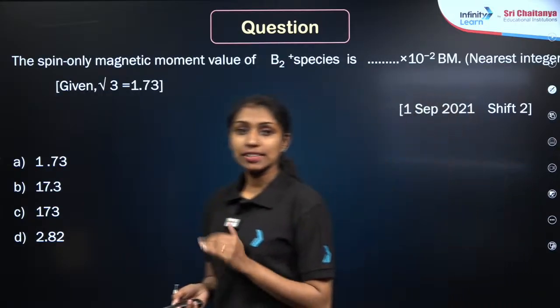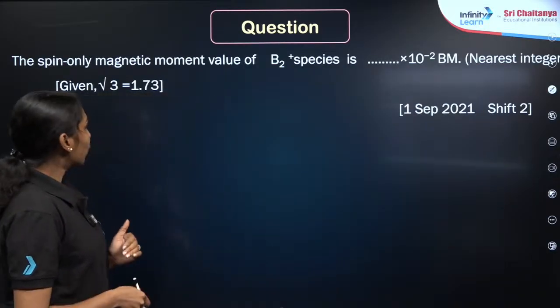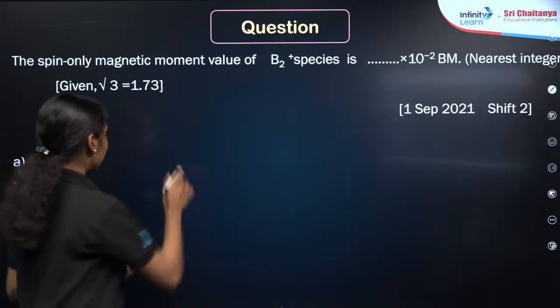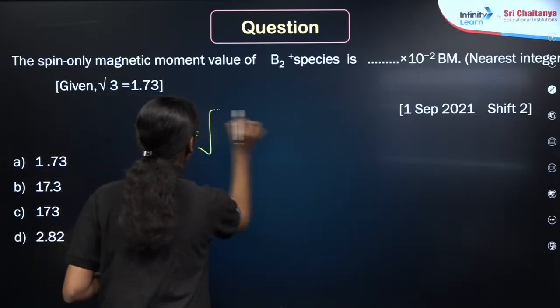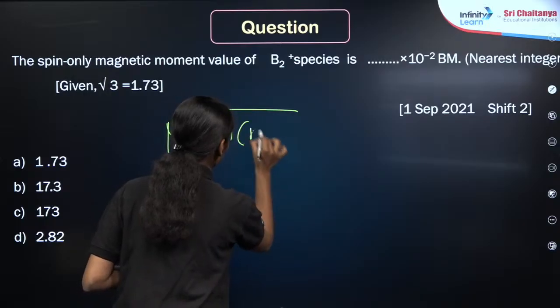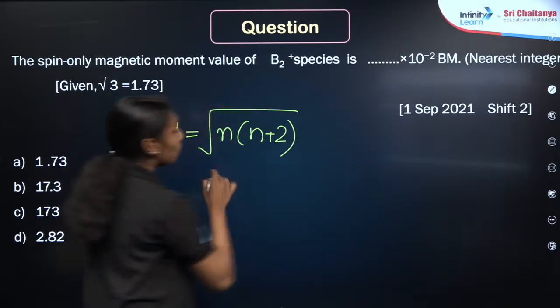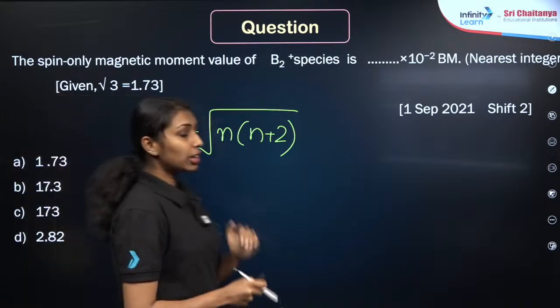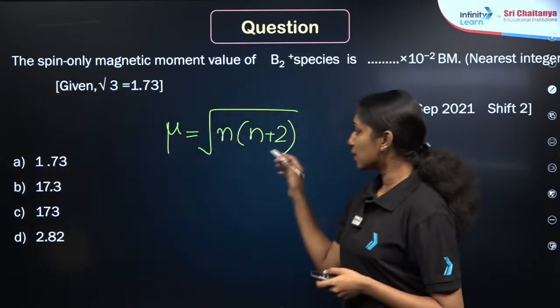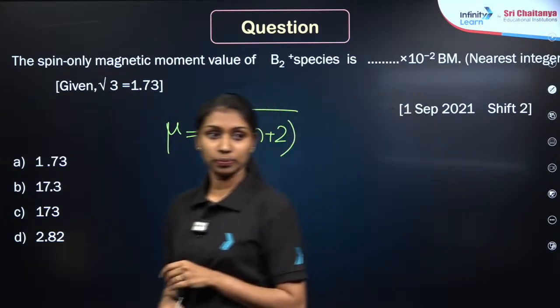Okay, this is one more question. You can take it as homework. One formula you have to note is that the magnetic moment is given as square root of n into n plus 2, where n is the number of unpaired electrons. First, calculate the electronic configuration and find out the number of unpaired electrons so that you can get the answer to this question. Clear?